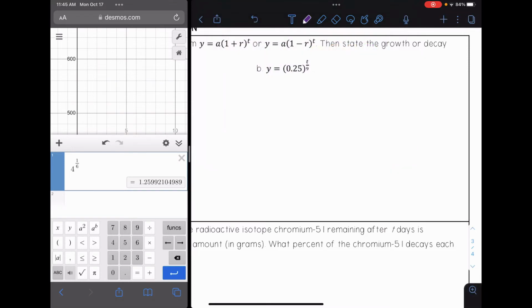Okay, let's look at one more. Here I have y is equal to 0.25 raised to the t over 9. Again, I'm going to use that power of a power property to rewrite this as 0.25 raised to the 1/9, all raised to the t. Going back over to Desmos, I can evaluate that power. I have 0.25, I'll change that to 1/9, and I get this number, so I have 0.8572 raised to the t.